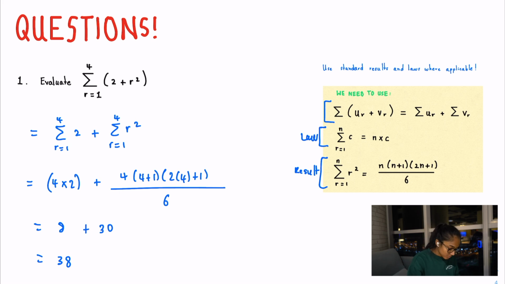All we did was split up the summation using this law. Then we use another law, which I think was our first law, to multiply the upper limit by our constant to get 4 by 2, which is 8. And this one, since r is equal to 1, we can use our standard result for the sum of r squared, and all we have to do is substitute 4 to get our value.